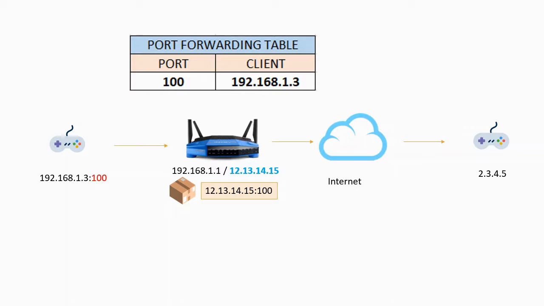We use a port forwarding table. If we configure the port forwarding entries, the router will know that any request that comes to port 100 has to be routed to this client, which is 192.168.1.3. Now that we have the appropriate port forwarding entries in our router, the router then sends that packet to the gaming console. This is how port forwarding works.